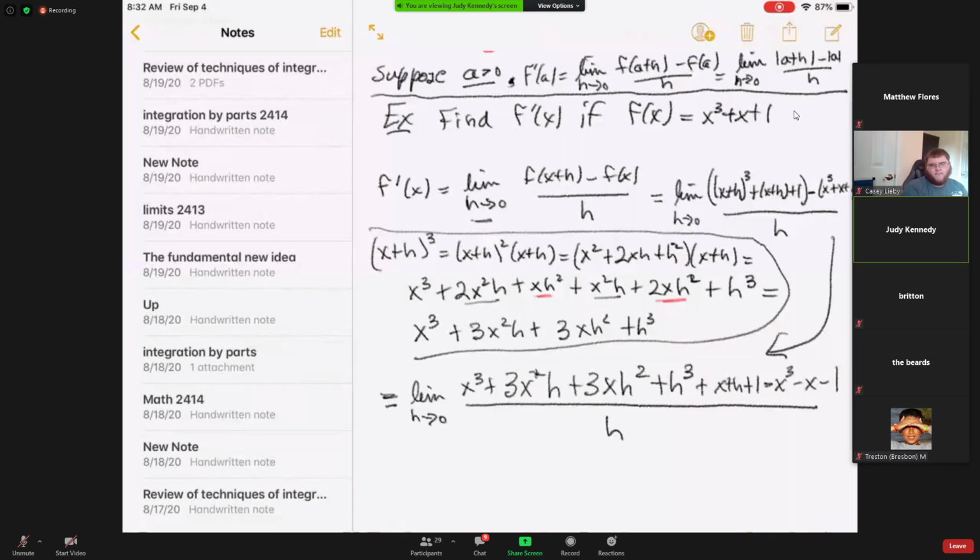Okay, but I can clean some stuff out here. I've got an x cubed there, and I've got minus x cubed there. So that adds out. I've got an x there and minus x there. And I've got 1 there and minus 1 there. So I can simplify this.